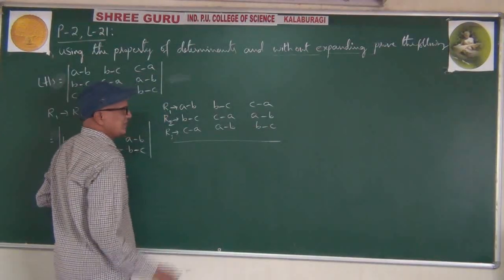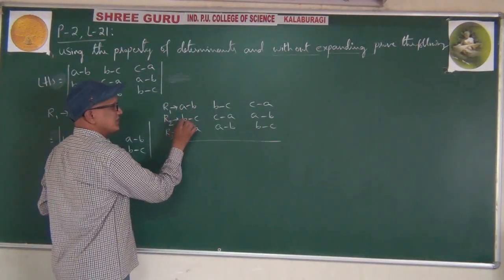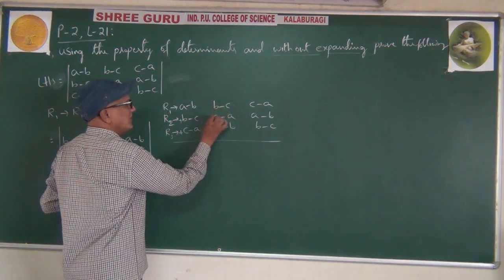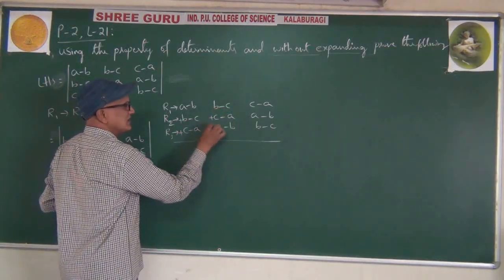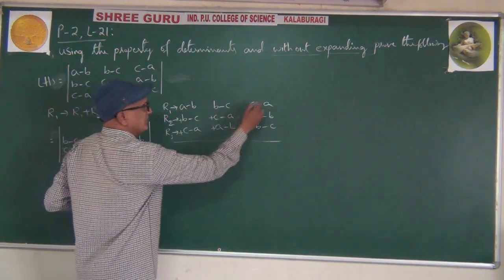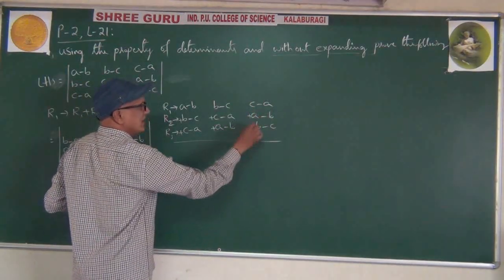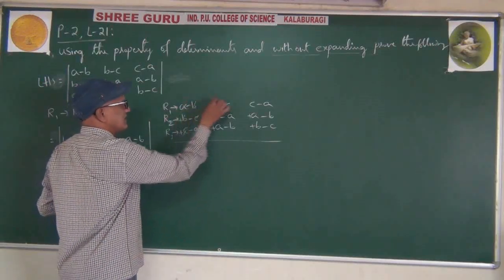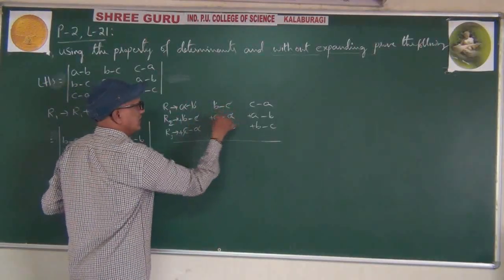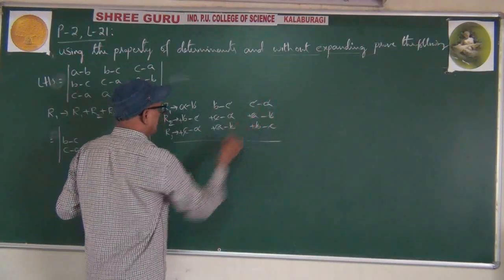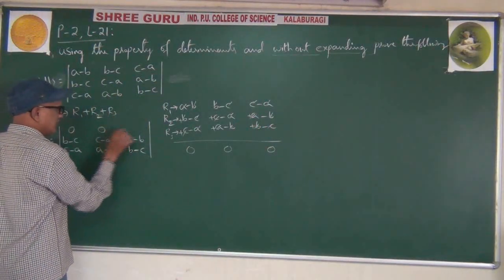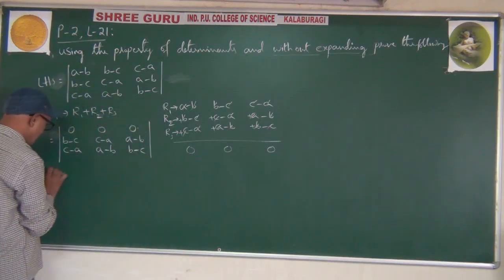Add all the things. A minus B plus B minus C plus C minus A. B minus C plus C minus A plus A minus B. C minus A plus A minus B plus B minus C. Everything gets cancelled. The first row becomes triple zero. Answer is 0.